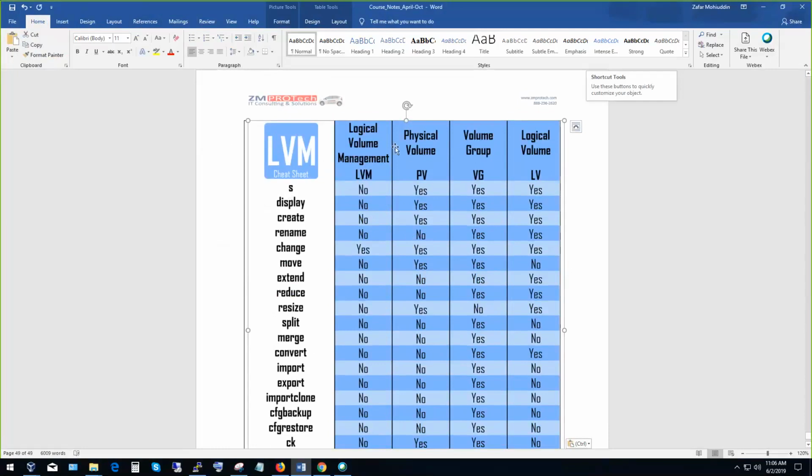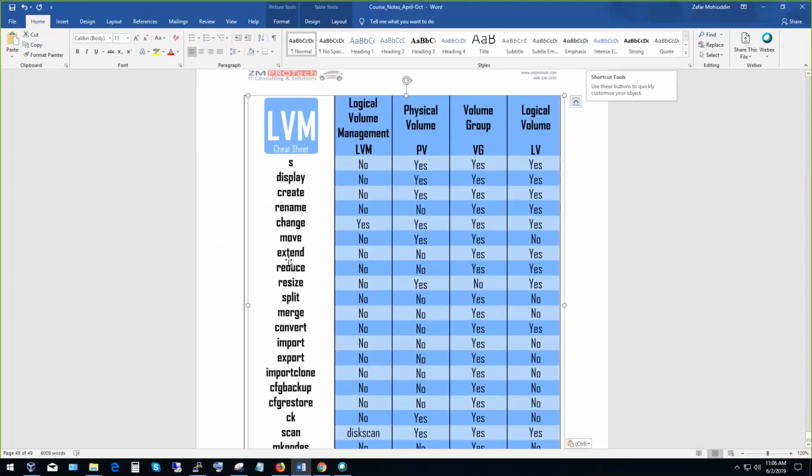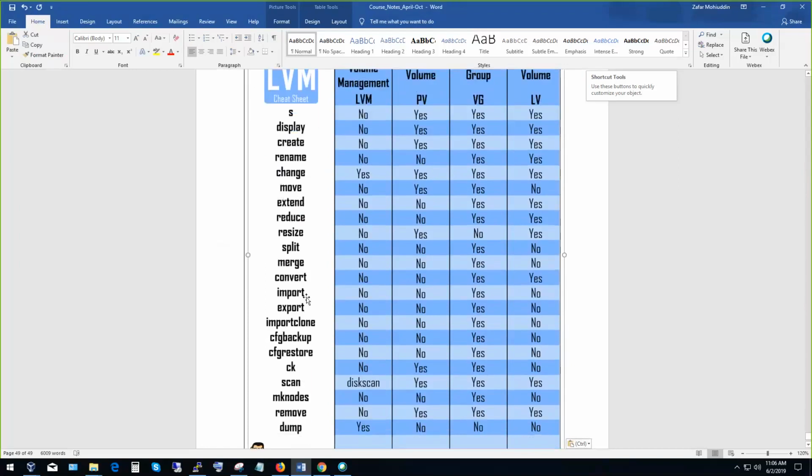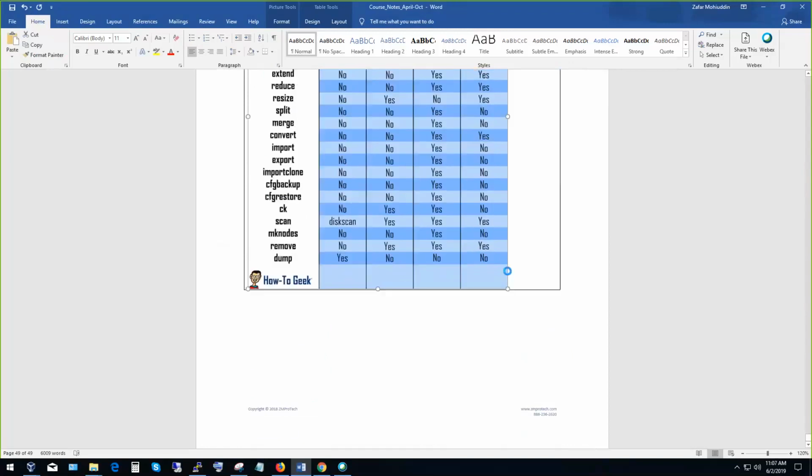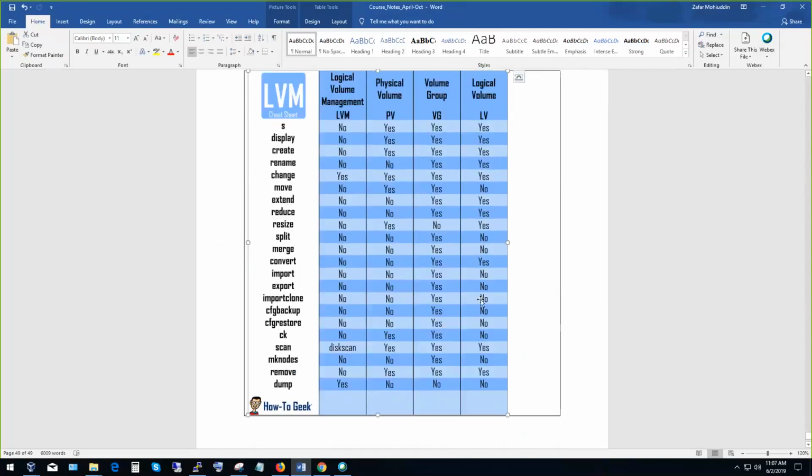You do LVS, and it will give you information. PVS gives you physical volume information and all this here. It's also doing extend, reduce, resize, merge, convert, import, export, import clone. These are all the other options here, but I'm not sure you would end up using them. I myself am not using them as much. The commands I showed you, I'm using those a lot compared to anything else in here.